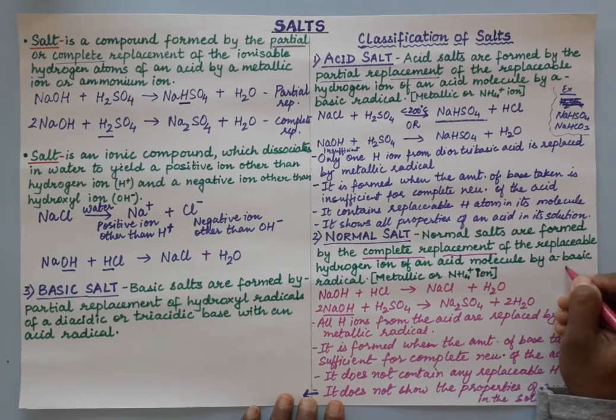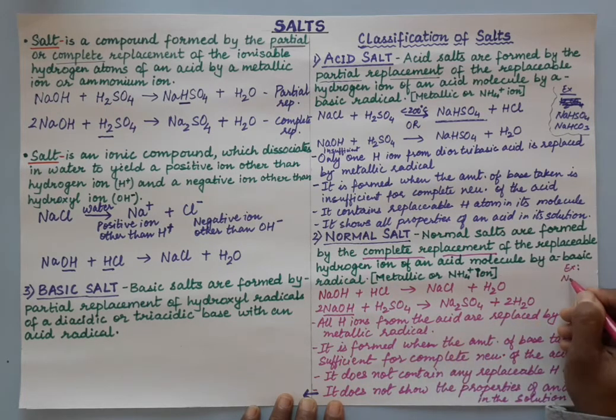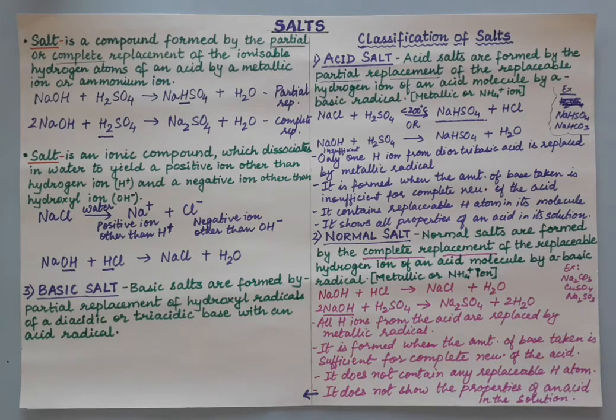Here the examples of normal salt are sodium chloride, sodium sulfate, sodium carbonate, copper sulfate, sodium sulfite. A large number of normal salts are there, and these are the examples of normal salt.